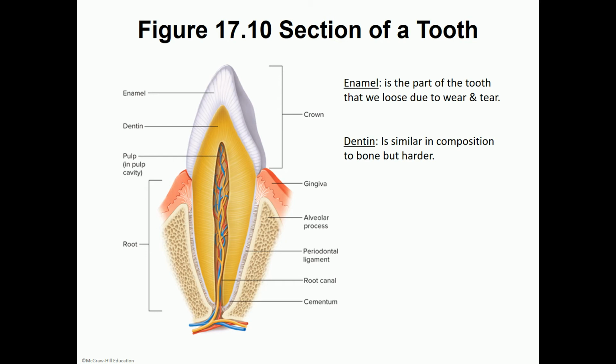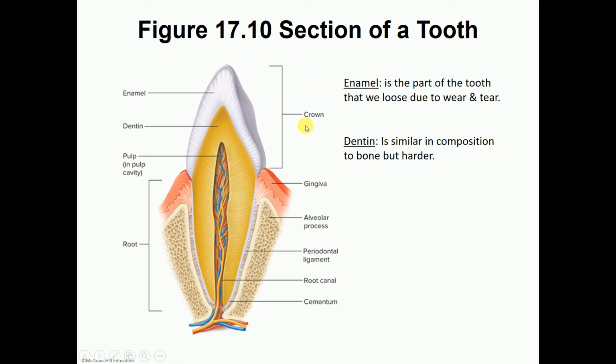We take a look at the section of the tooth. There's a part of the tooth that is embedded or found in that socket. The socket in the jaw is known as the alveolar process. And the part of the tooth that we do not see is known as the root. The part of the tooth that we can see is the crown.